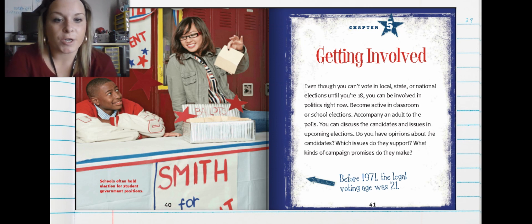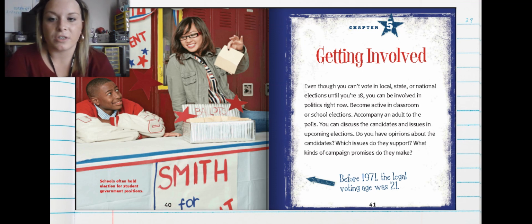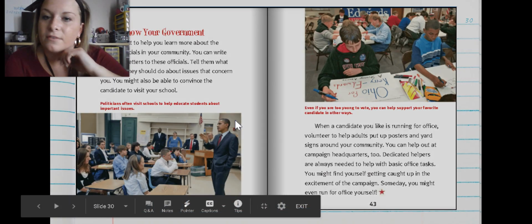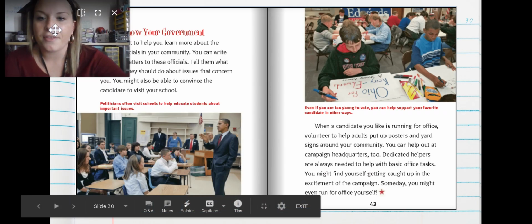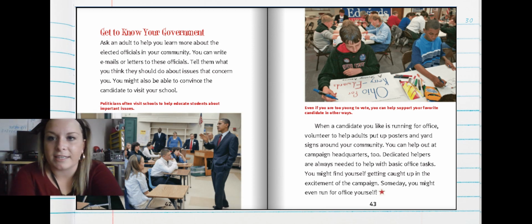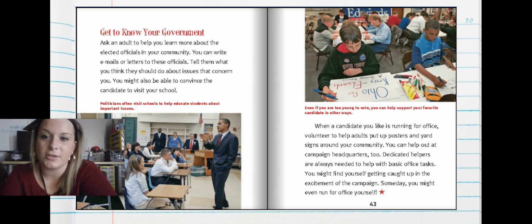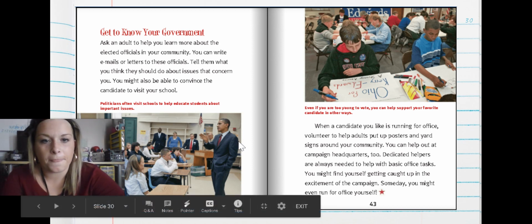Before 1971, the legal voting age was 21. And schools often hold elections for student government positions. This is a really good way to start getting involved. Okay, other ways are to get to know your government. Ask an adult to help you learn more about the elected officials in your community. You can write emails or letters to these officials. Tell them what you think they should do about issues that concern you. You might also be able to convince the candidate to visit your school. Politicians often visit schools to help educate students about important issues. And here you can see Barack Obama visiting a school.